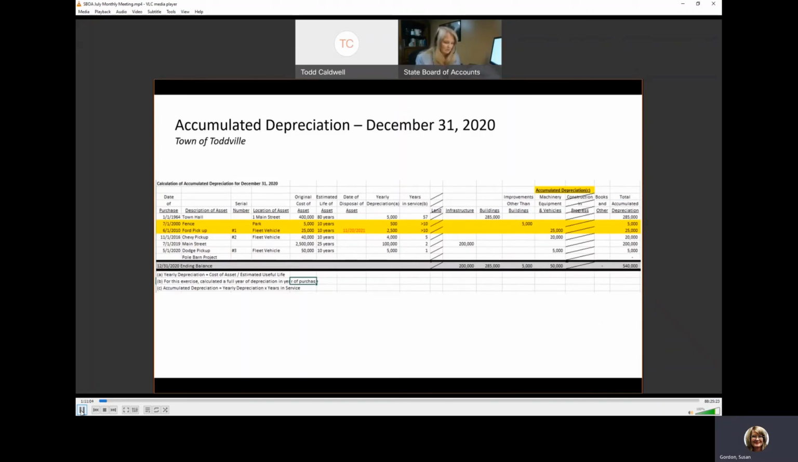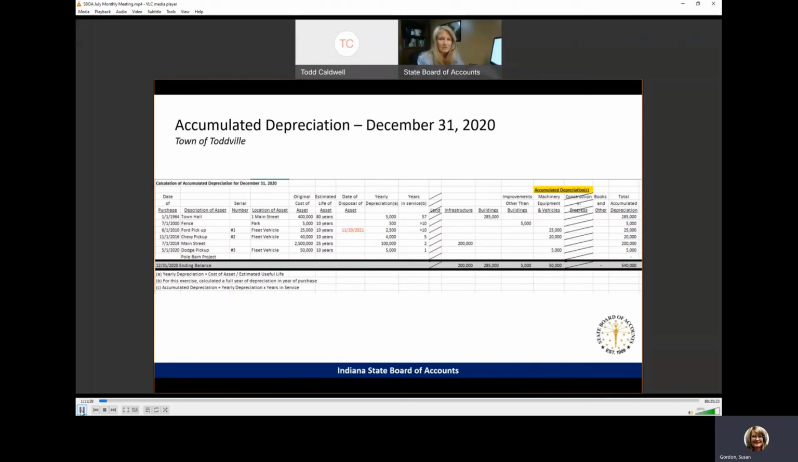Next page. And then to show you the pole barn, again, just to reemphasize, construction in progress is not depreciated. Also, the land for town hall would not be depreciated either, because land is not depreciated, neither is construction in progress.